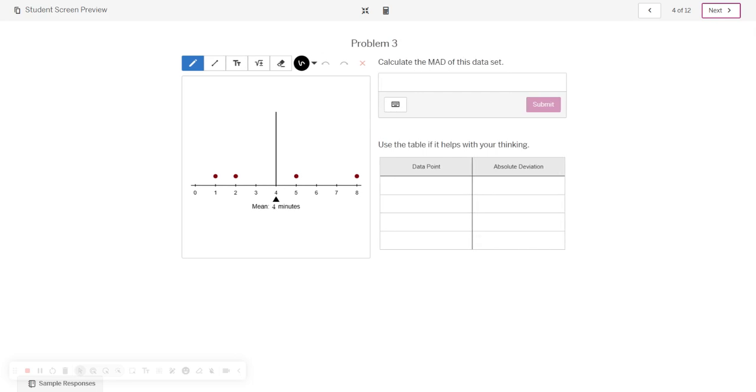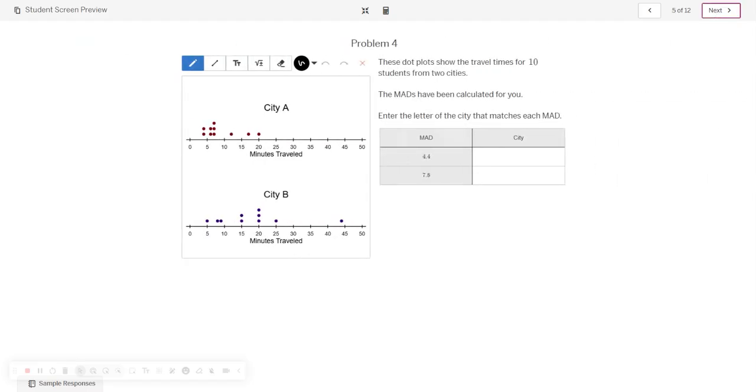Here we go, of this set. So the data point is 1. The absolute deviation is 3 away from the average. The data point is 2. It is 2 away from the average. We've got a 5, which is 1 away, and we have an 8, which is 4 away. And if we did that right, you've got 5 on this side, 5 on this side. It should still balance. And so the MAD in this case, if I add up all of those numbers, I get 10. 10 divided by 4 is 2.5. Submit. They kind of had you do it backwards there. Ooh, okay.